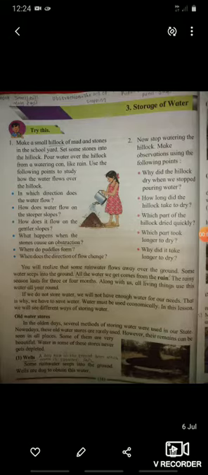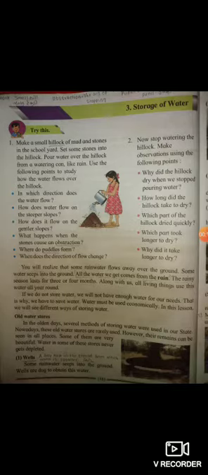In the previous lecture, we studied the interrelationship between living things. In that we studied about the environment, the needs of man, and how animals live. Am I right? Now today we will start the next lesson, number 3, storage of water.